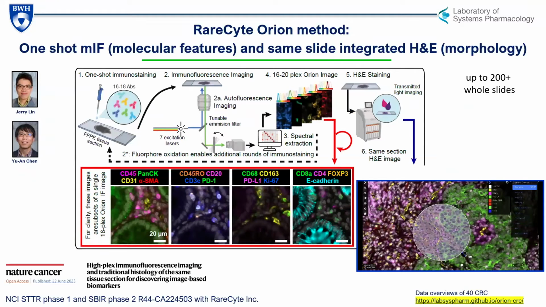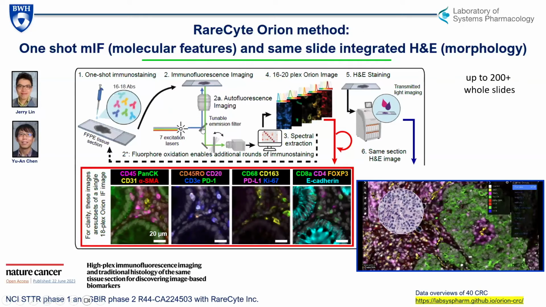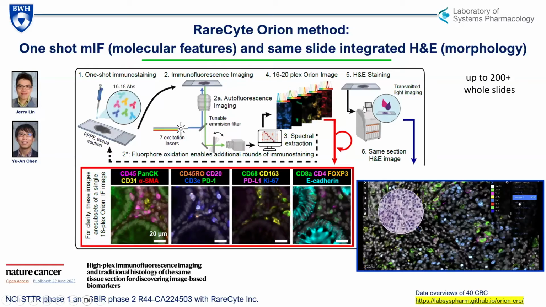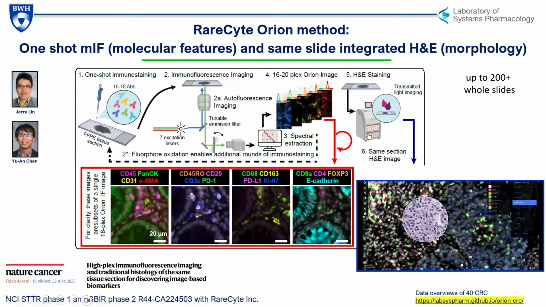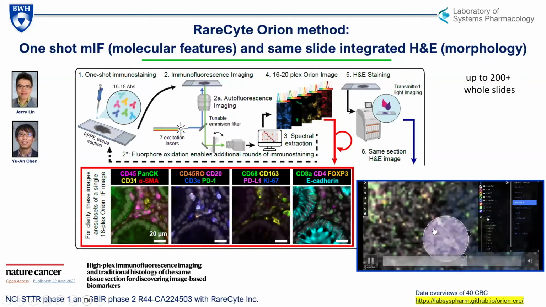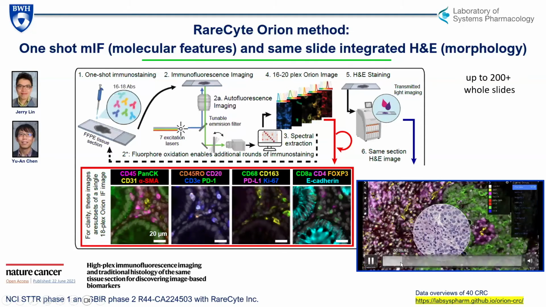So RareCyte developed a method in which we can apply 16 to 18 antibodies, each conjugated to a different fluorophore, onto an FFPE tissue using fancy microscopy methods that I won't go into. We can now separate those different signals. We take the same slide, apply H&E staining, and then put it on an automated stainer, and then we can merge the images, as you can see here in this lensing tool developed by Robert Kruger. You can now slide around and look at the H&E, but also look at the IF from the same tissues.